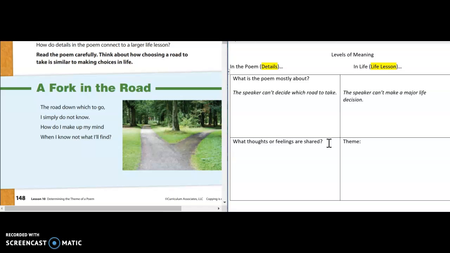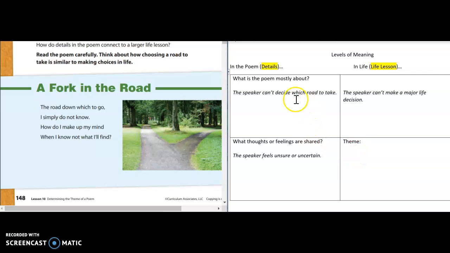What thoughts or feelings are shared? Well, when I read that, I can determine that our speaker feels unsure. It's not really a feeling of happiness or sadness, but more of uncertainty. So we could say unsure or uncertain. I think those are both really good words to describe our speaker's feelings.